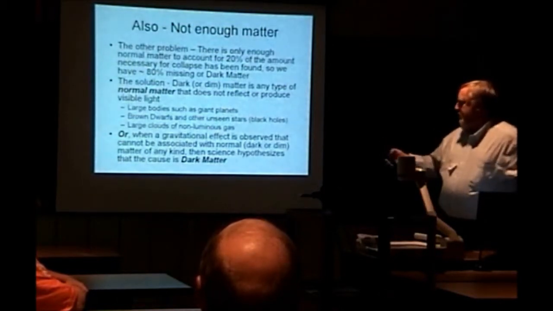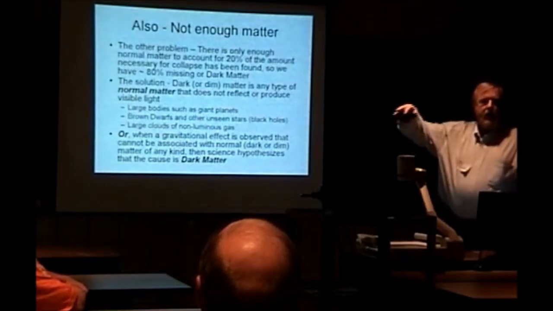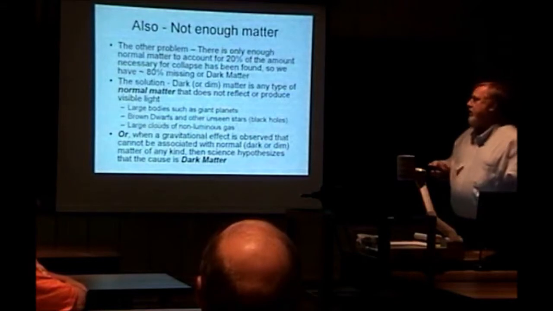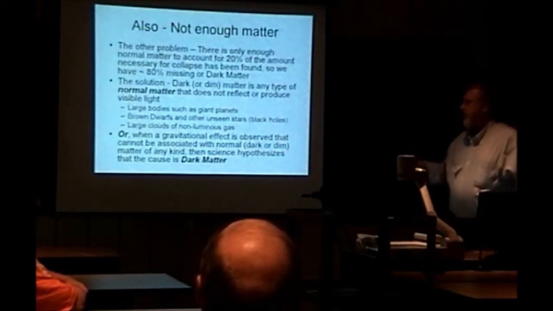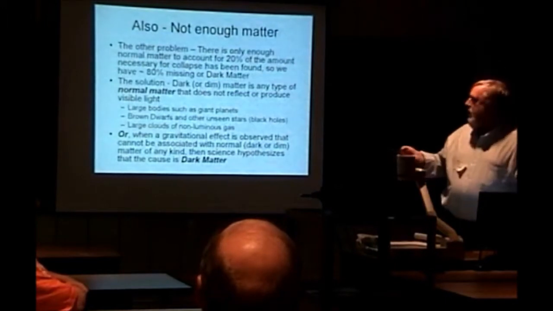Some of these forms of dim matter are called MACHOs, and they believe they inhabit the dark halo to account for that extra gravity. When the gravitational effect is observed and it cannot be associated with normal dark or dim matter of any kind, then this is what they call dark matter, of the two forms.